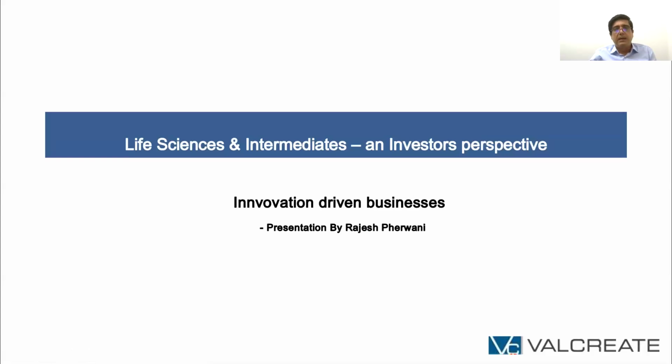Today I'm going to be talking about the life sciences and intermediate sector, and this is a sector that is very close to my heart. I've been covering this sector for the last 25 years. This is not a presentation to tell you how a business is run, but to tell you how to identify good businesses within this sector. What are the attractive variables in the sector? How do you identify good companies? What are the right things to do? And what are the kind of companies that you need to look at from an investment perspective?